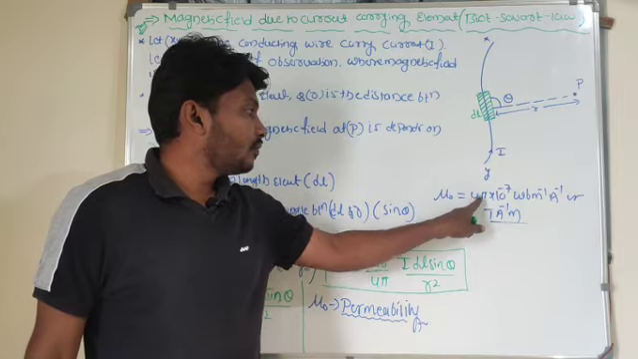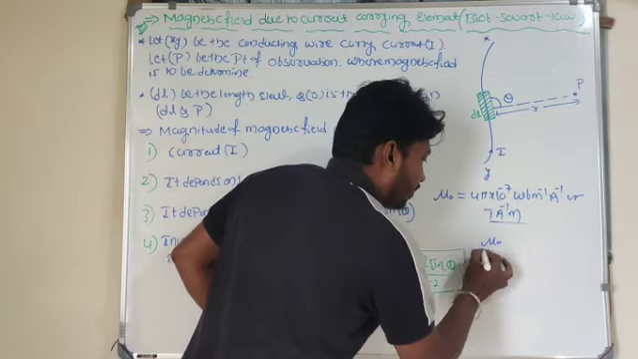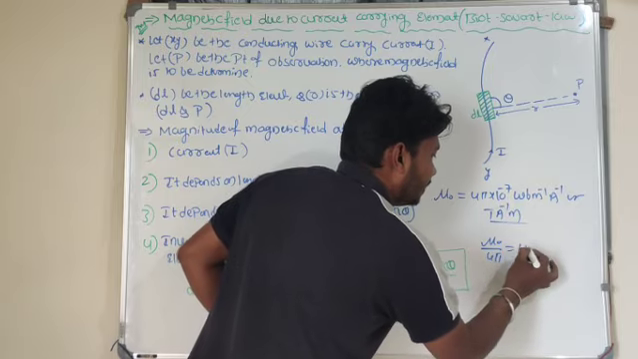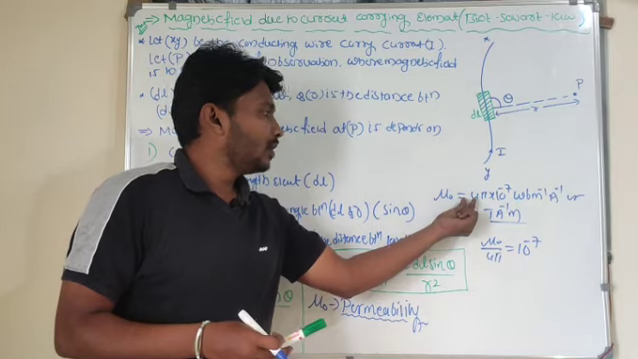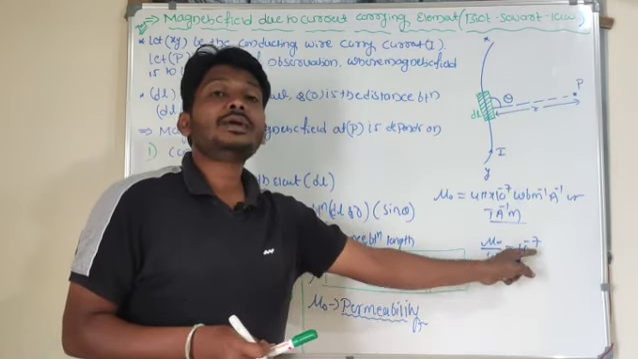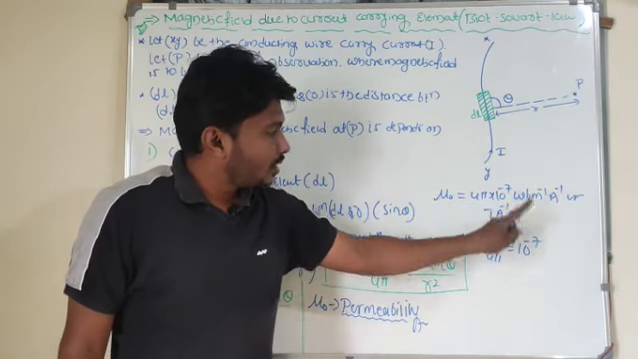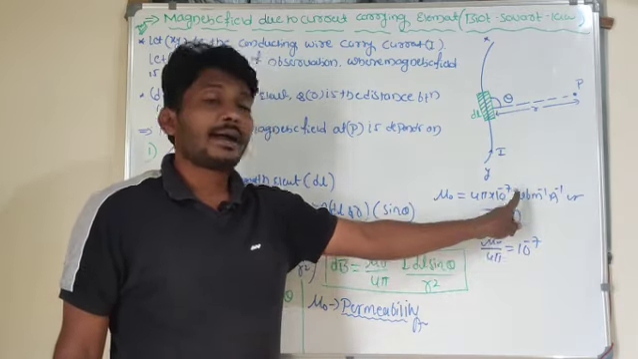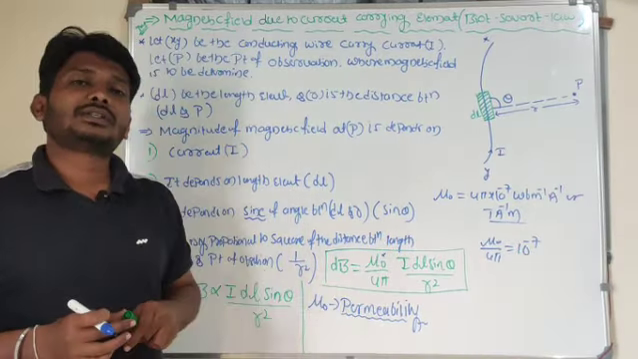What is the value of mu naught? Mu naught is equal to 4 pi into 10 to the power of minus 7, or mu naught by 4 pi is 10 to the power of minus 7 Weber per meter per ampere, or we can also take it as Tesla per ampere meter. This is the equation for the Biot-Savart law.